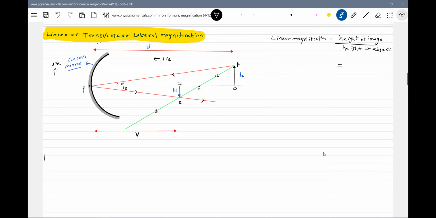This is a convention because this is a principal axis. Any distances measured above the principal axis should be positive. Then any distance measured in the direction of the incident ray should be positive, and all the distances I should measure from the pole here. So magnification, the symbol will be small m. Then height of the object will be plus HO. Height of the image will be HI.